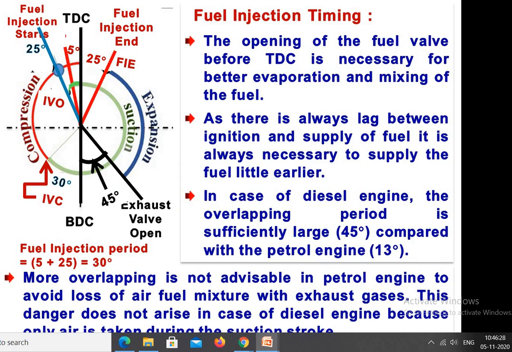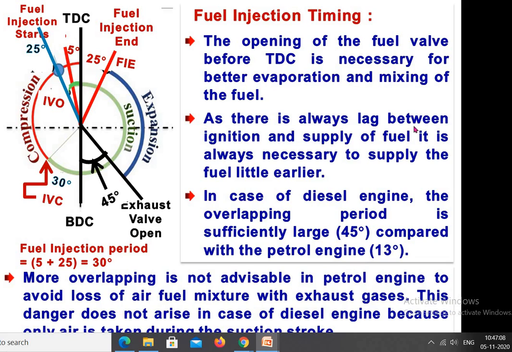Now we will see the fuel injection timing. The opening of the fuel valve, or fuel injector, before top dead center is necessary for better evaporation and mixing of the fuel. If we inject the fuel 5 degrees in advance, there is better evaporation of the fuel inside the combustion chamber and the air-fuel mixture will be proper. So for proper mixing as well as proper evaporation, the injection starts well in advance.